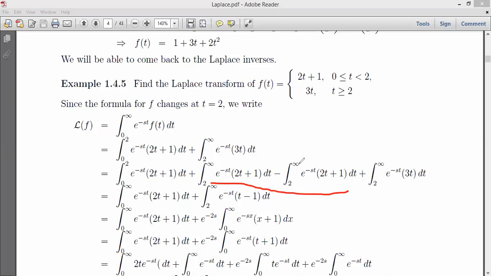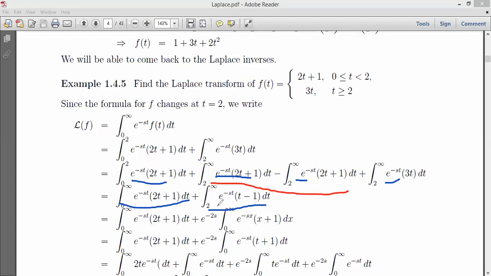Since this was 2 to infinity, we wanted to run this from 0 to infinity. So we combined this and this. We combined this term here with that term, which gave us this one here. And then we took this term with that term, which gave us that term there. Since this was 2 to infinity, we redefined the limits here.